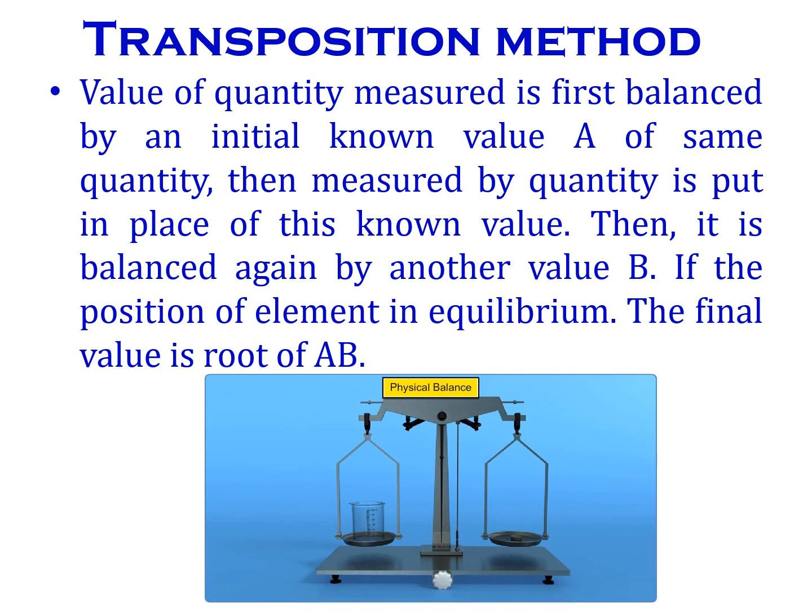In another set of readings, that X is replaced by Y of the same quantity. If X and Y are equal, then capital V, the quantity to be measured, is equal to the square root of XY. That is root of AB. According to this diagram, root of AB will give you the quantity to be measured.